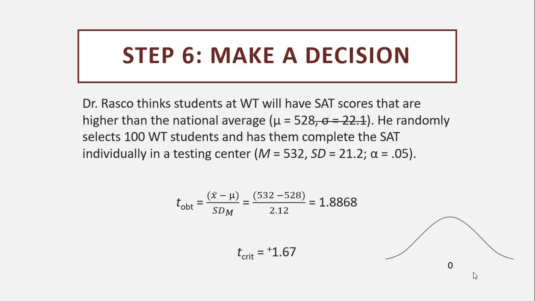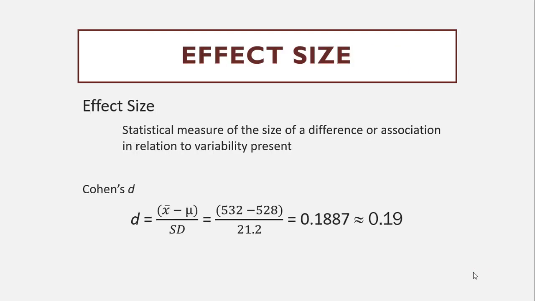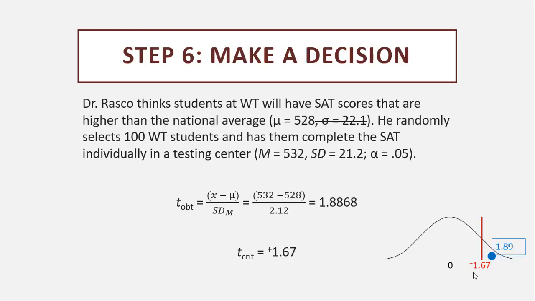So we have the t-distribution. It's similar to the z-distribution, still centered around 0. We have our cutoff, or critical value, of positive 1.67. Our obtained value, rounding to 2 decimal places, is 1.89. Because of that, we know that we have rejected the null. It does seem that, in fact, WT students are performing better on average than the national average, because 1.89 is more extreme, rarer, less likely than positive 1.67.